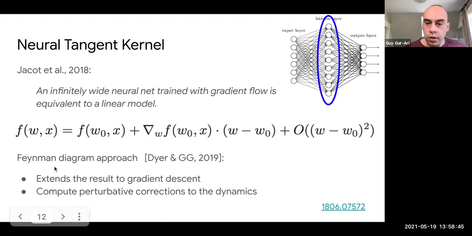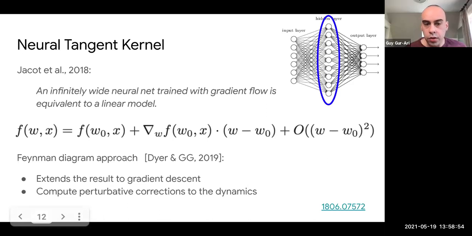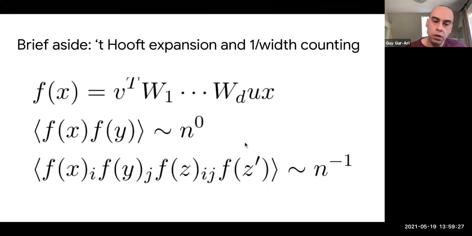I just want to mention as a connection to physics that this theorem was originally proved using, I would say, a standard computer science approach. We proposed another way to prove and understand this theorem, and also to extend it, by using Feynman diagrams, more specifically a 't Hooft expansion. The 't Hooft expansion lets you do a 1/width expansion. So the n from the 't Hooft expansion corresponds to the width. And you can actually say more than what this theorem does. You can calculate corrections.